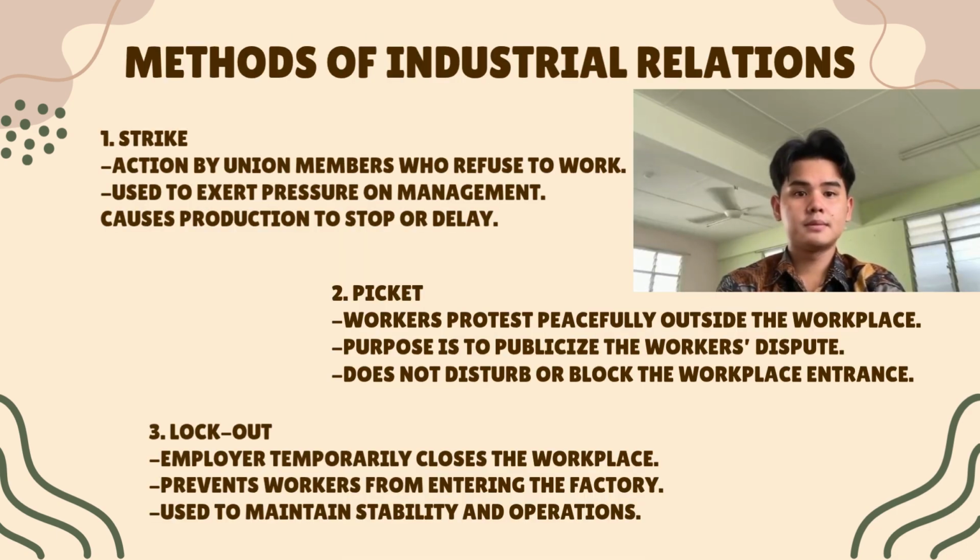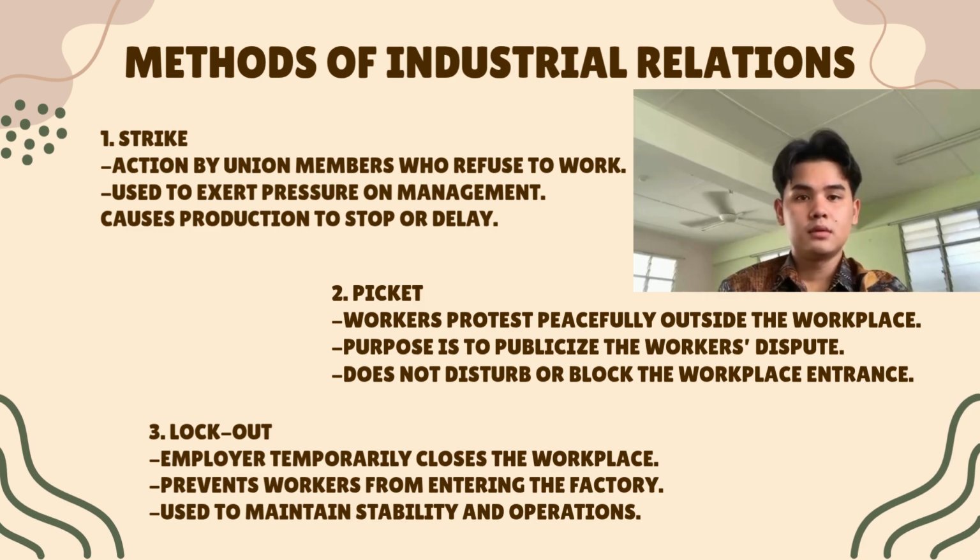So, I'm going to explain about the methods of industrial action. So the first one is strike. Action by union members who refuse to work. It is used to exert pressure on management and causes production to stop or delay. Strike is when the workers stop working to pressure the employer to meet their demands.